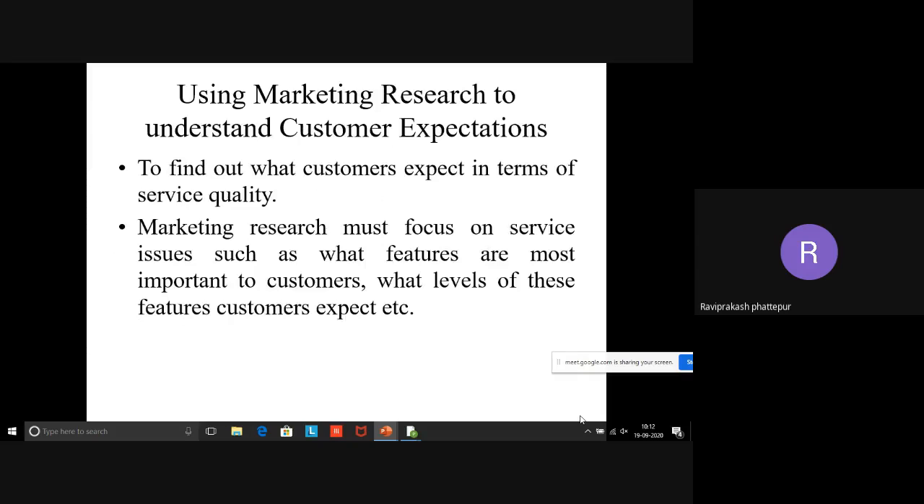And next, coming to using marketing research to understand customer expectations. How are we using it? We just saw that research is one of the main things which the company has to do to find out the customers' expectations as well as perceptions. To find out what customers expect in terms of service quality, marketing research must focus on service issues such as what features are most important to customers and at what levels of these features the customers are expecting.